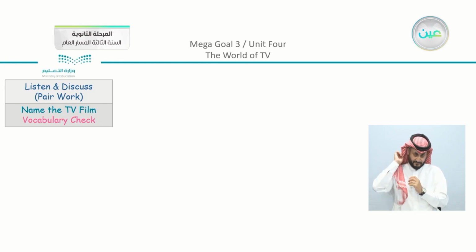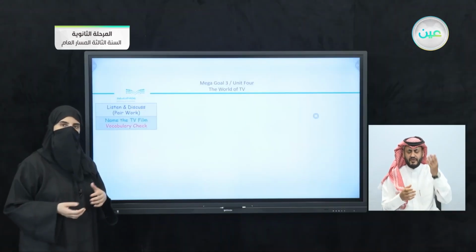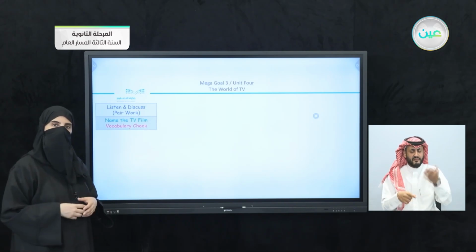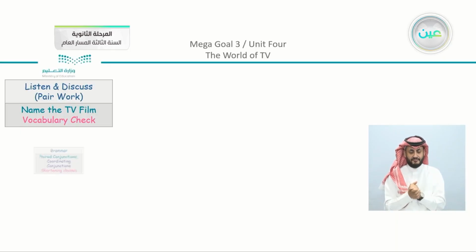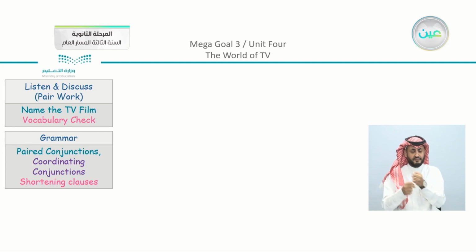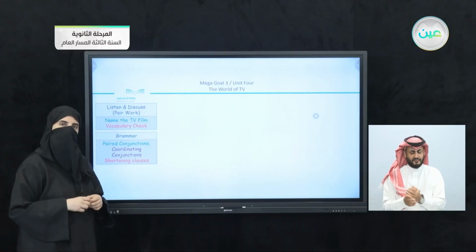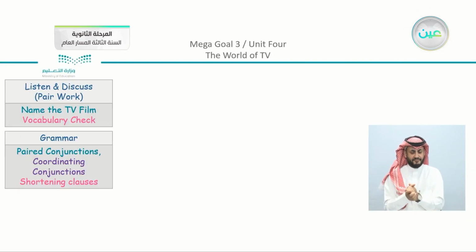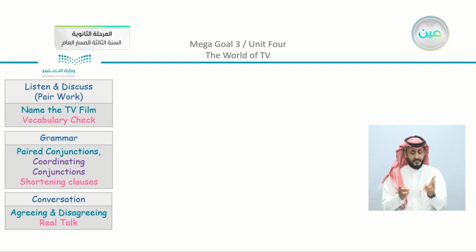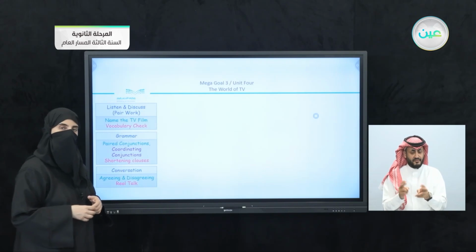We studied the listen, discuss about name the TV film, if you recall, and we have your vocabulary check. Now, do you remember when we guessed the names of the movies that we read about and listened to? Also in the grammar, we had the paired conjunctions. Now we had different conjunctions. We have coordinating and paired. We also shortened clauses. The conversation was about agreeing and disagreeing. And of course, we had our real talk part.